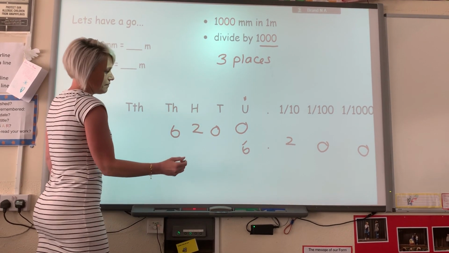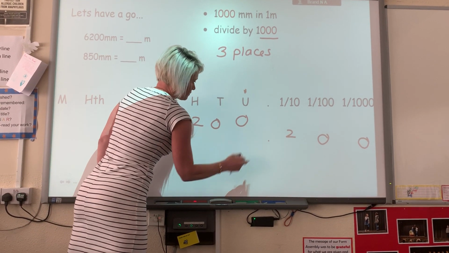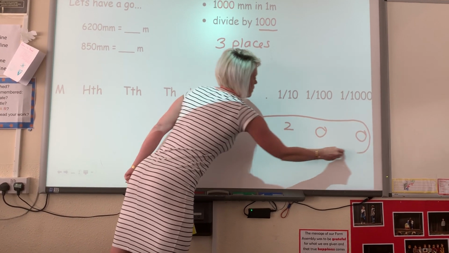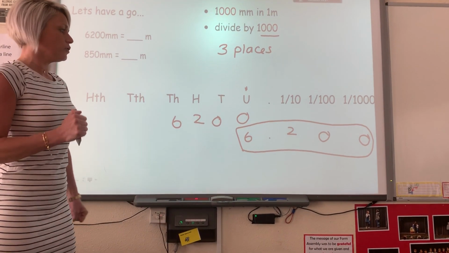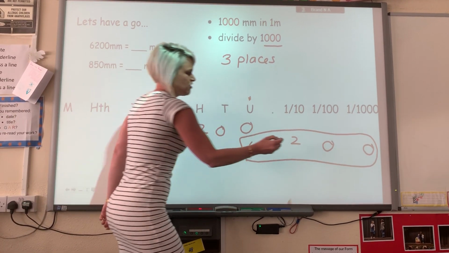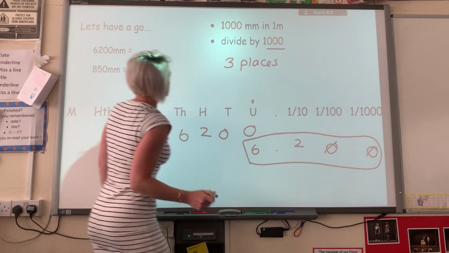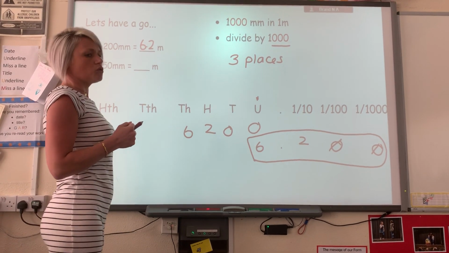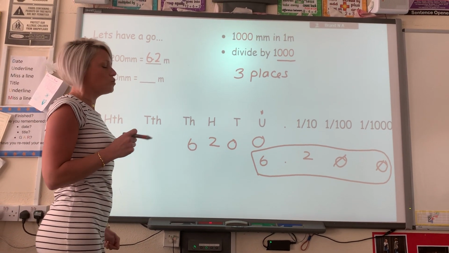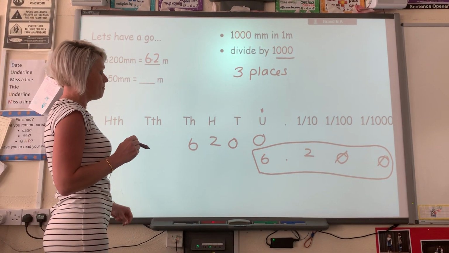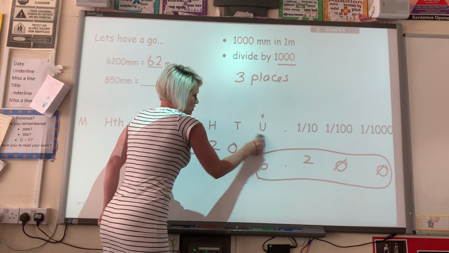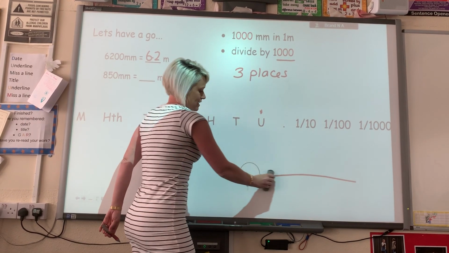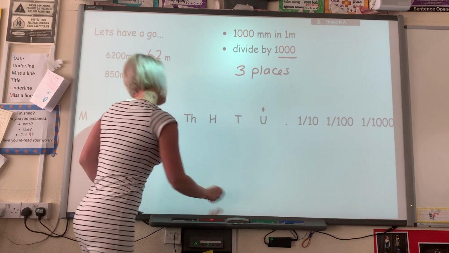Pen's going a bit funny there. Let's try and do that one again. A 6. So the new number now, 6.200. So again, you don't need to write those zeros. So you can just write 6,200 millimetres is equal to 6.2 metres. All the numbers jump in those 3 places because we're dividing by 1,000.